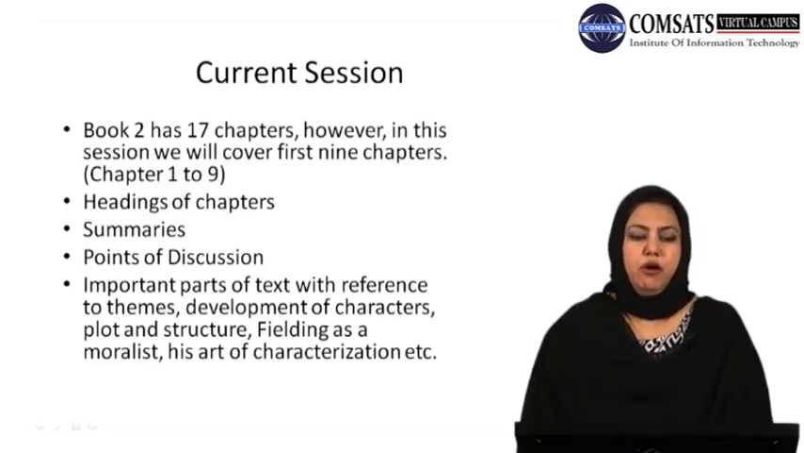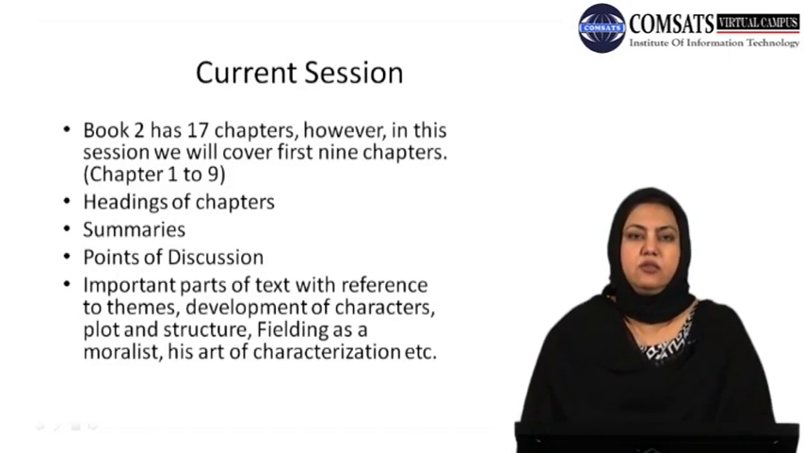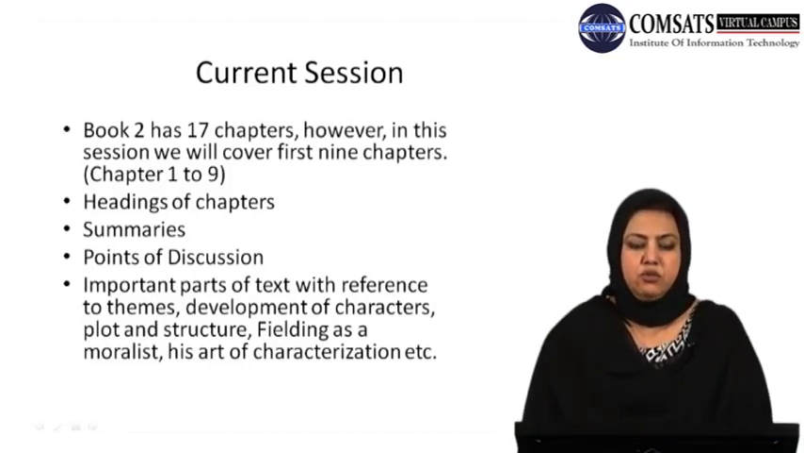Again, we would follow the same format. We would look at the headings of these chapters that provide some insights into what the chapters are about. We would discuss important summary points. Going through the text, we would look at important critical analysis points, and we would have some discussion on important issues related to the text.